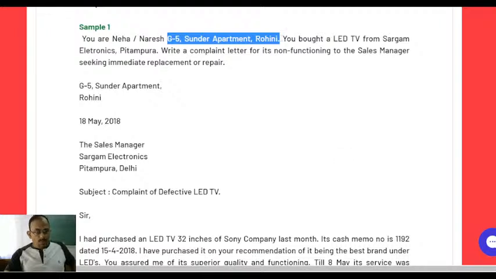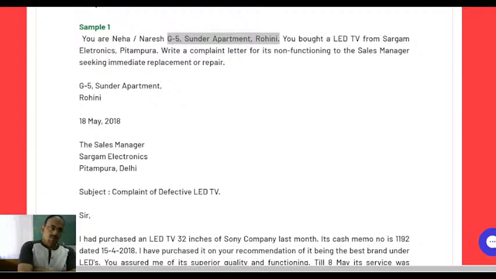Can you please text me quickly, dear students? You are Neha Naresh, G5 Sundar Apartment, Rohini. So is this a sender's address or a receiver's address? Can you please text me quickly whether it is a sender's address or a receiver's address?